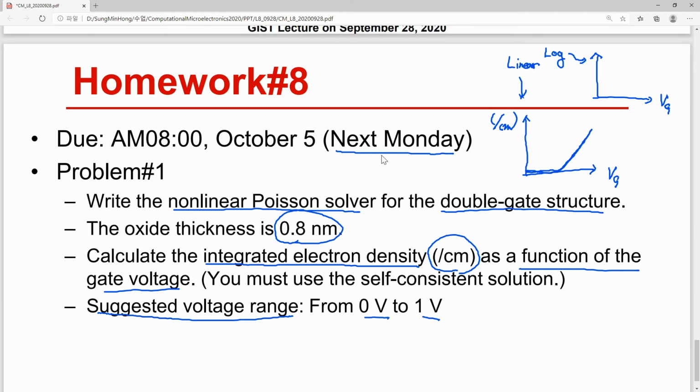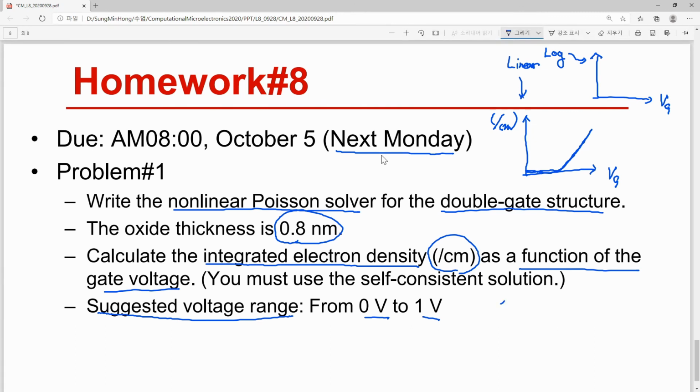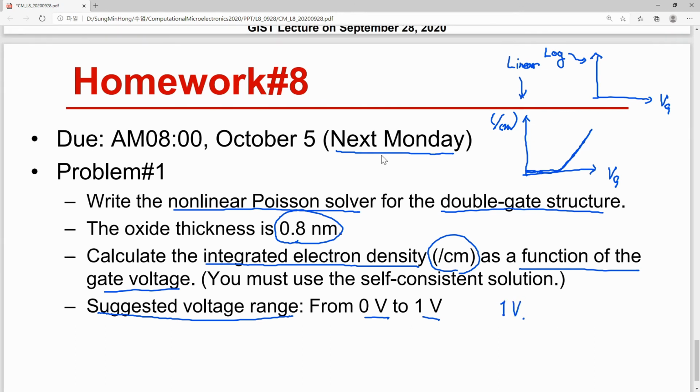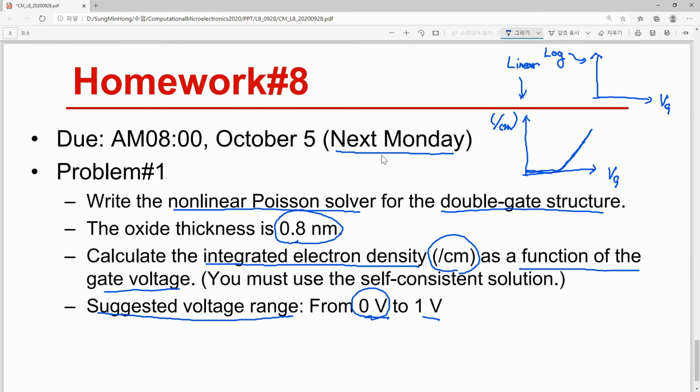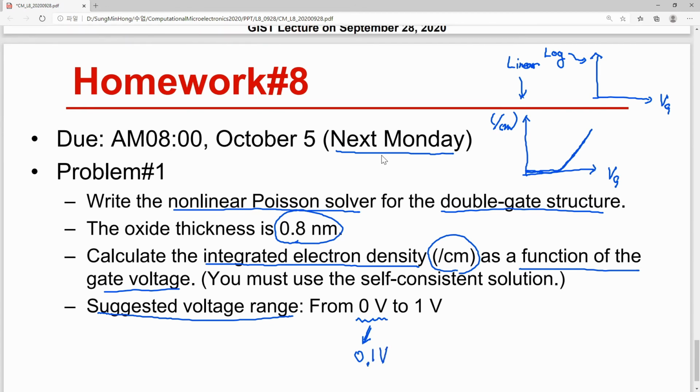I have one caution about this homework. If you directly jump into 1 volt, then certainly you will fail. Please do not try this in your homework. So then how can you proceed? First, solve 0 volt. You can easily obtain the solution for 0 volt. After that, try 0.1 volt, slightly increasing the gate voltage.